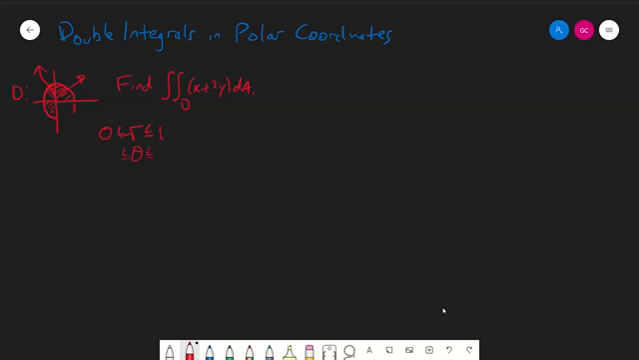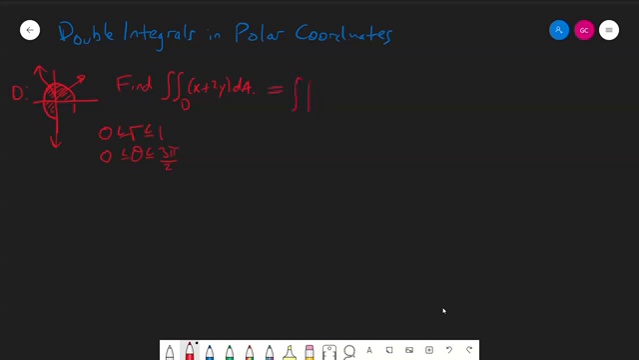And then the range of theta values is just where do I need to shoot radial rays in order to hit every point in my region. And in this case, I start at an angle of 0. And as I work my way all the way around, well, I need to shoot rays in the first quadrant, the second quadrant, the third quadrant, all the way up until the negative y-axis, which is an angle of 3 pi over 2. So those are the inequalities that define this region.